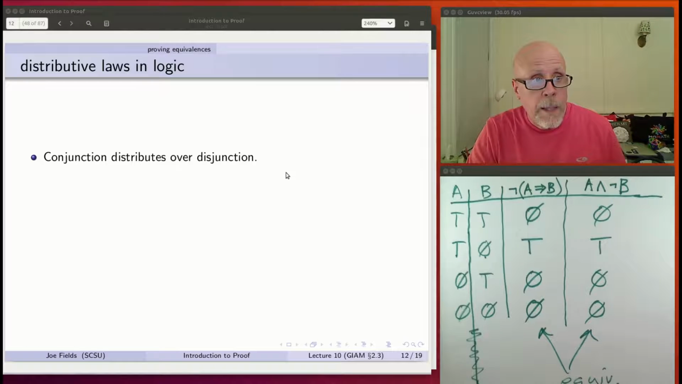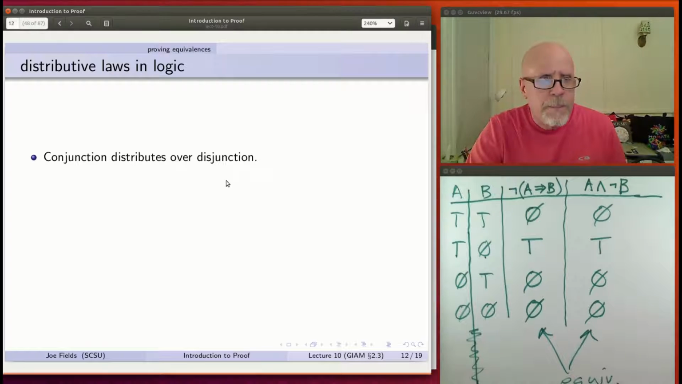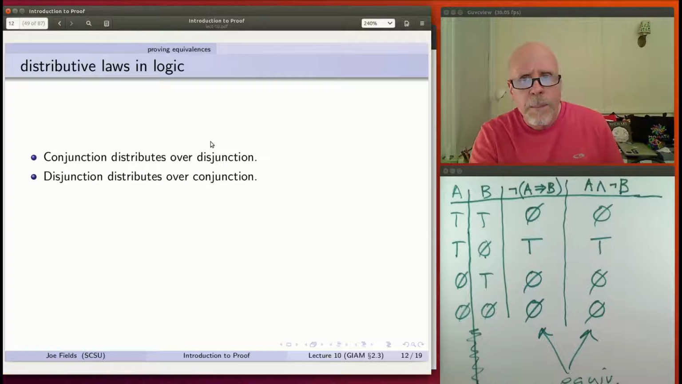So how does this work in logic? Conjunction distributes over disjunction. That is, AND distributes over OR. But the thing is, AND and OR are sort of unrelated to one another. It's almost weird that they distribute the way they do. One's not a repeated version of the other. So actually, both distribute over the other. Conjunction distributes over disjunction. Disjunction distributes over conjunction.